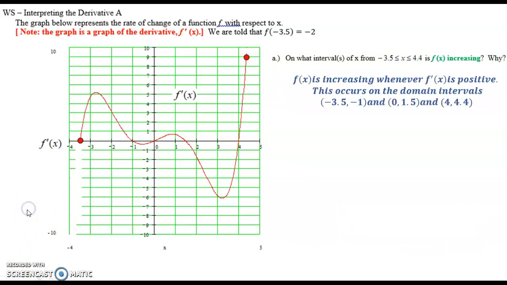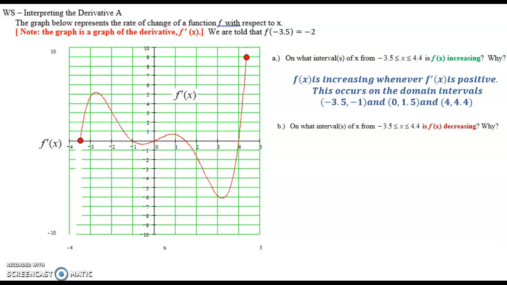So my answer to this first question: f of x is increasing whenever the derivative is positive, and the derivative is positive on the domain intervals from negative 3.5 to negative 1, and then again from 0 to 1.5, and then again from 4 to 4.4. Now these can get tricky because we have to be careful what we're looking at. Remember, we're looking at the derivative of the function and answering questions about f of x, the function we can't see.